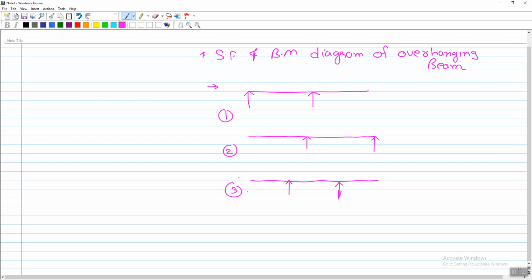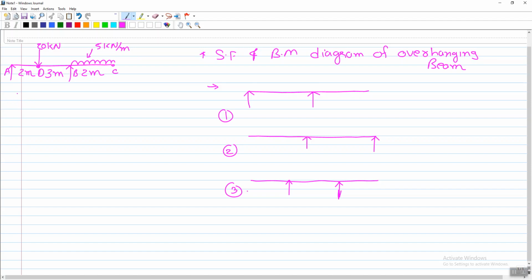It is very simple to solve this type of beam. Suppose this one is the overhanging beam, subjected to a point load at mid span and a UDL at the overhanging span. The spans are 2 meters, 3 meters, and again 2 meters. The point load has a magnitude of 20 kilonewton and the UDL has a magnitude of 5 kilonewton per meter. Let us name the supports A and B, the free end C, and the point load D.